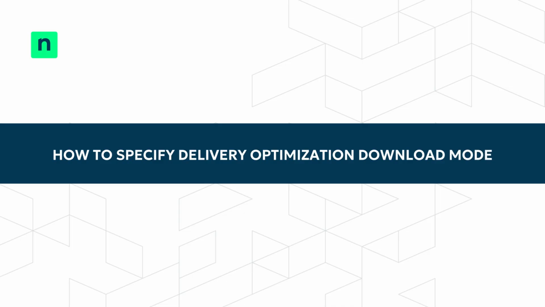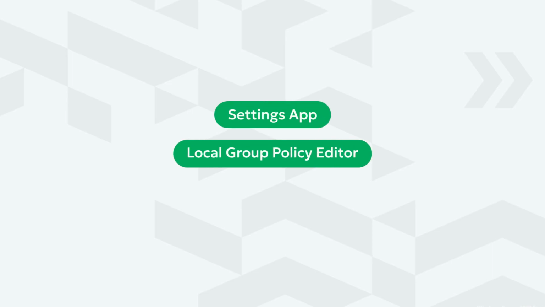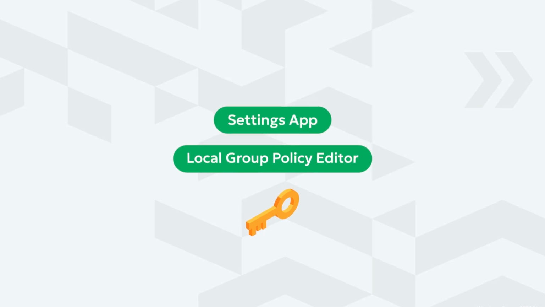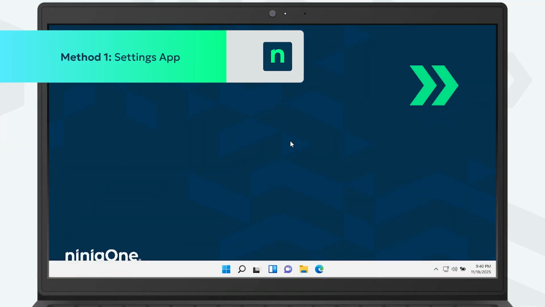How to specify delivery optimization download mode. There are two common ways to configure delivery optimization: using the Settings app and through the local group policy editor. You'll need administrator privileges for both these methods, and it's a good idea to back up your system settings first. Let's start with the Settings app.